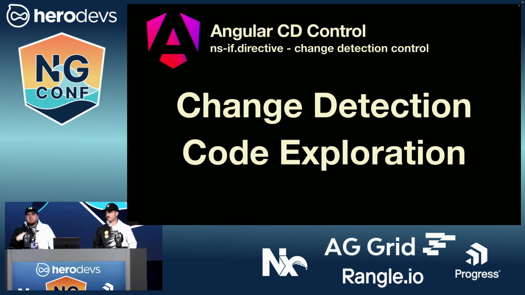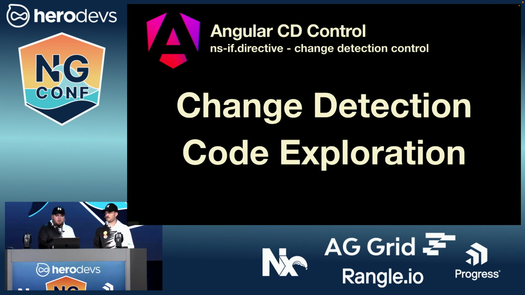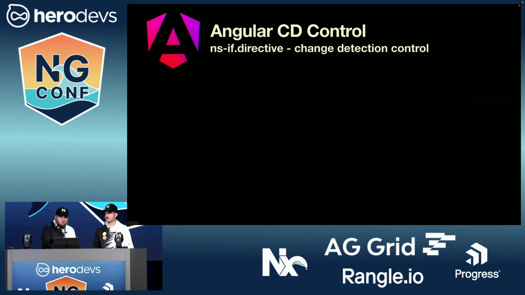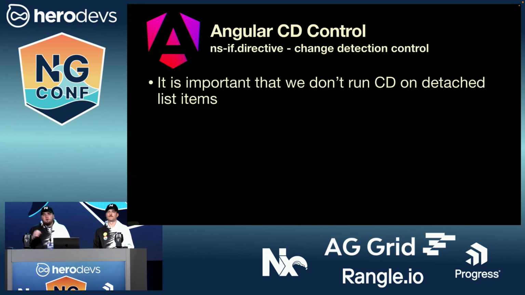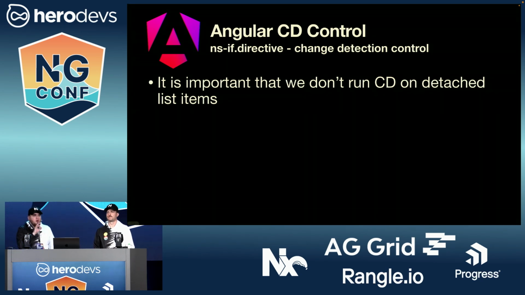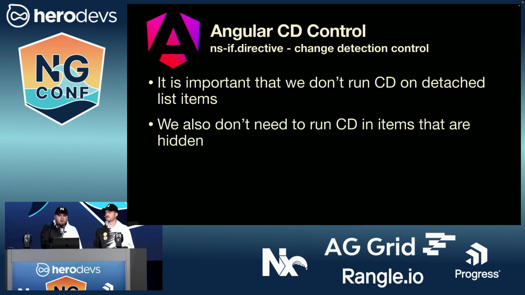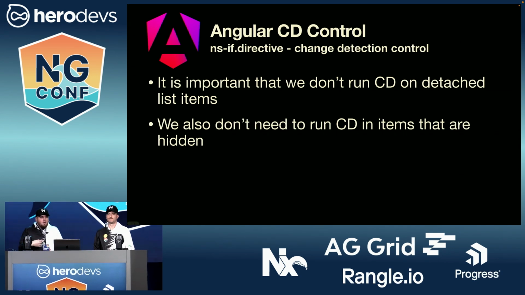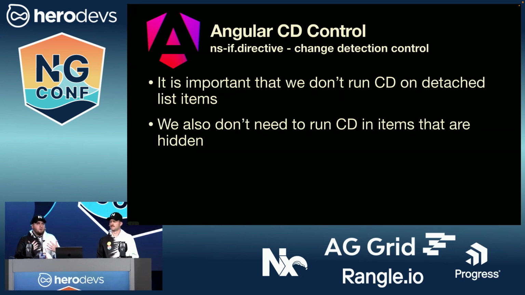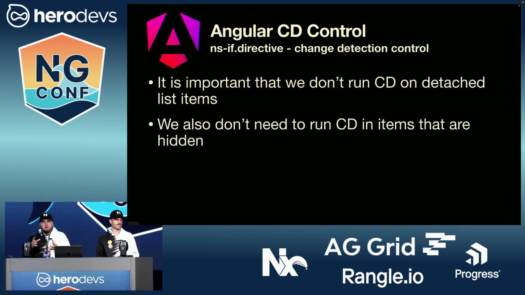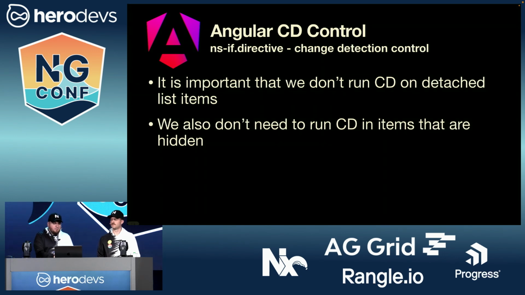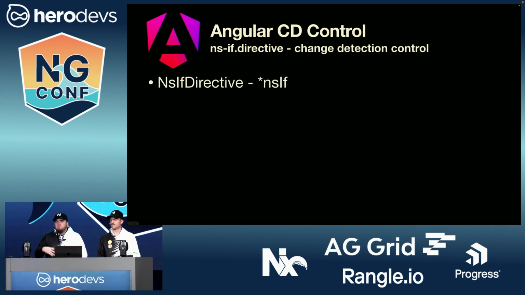So let's go a bit into the change detection part of this, right? We have a lot of things that are detached from change detection, so it is important that we do not run change detection on those items. We also don't need to run change detection on the items that are actually hidden by the visibility property. So we have a custom directive that we built, which is nsIf.